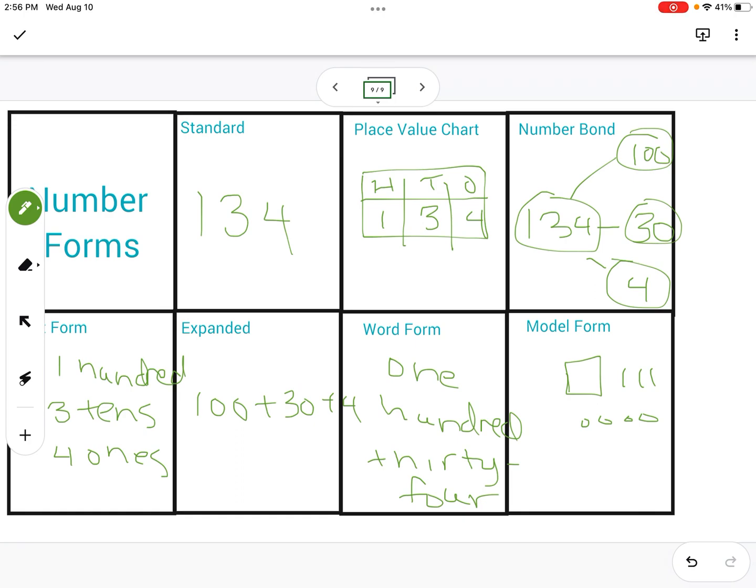I hope this helps you help your child as we navigate through this place value unit and through our second grade year.